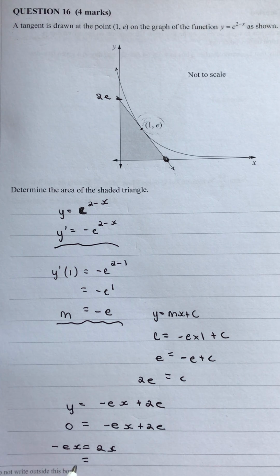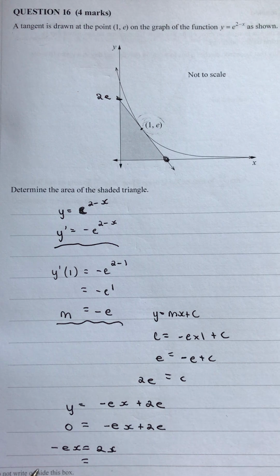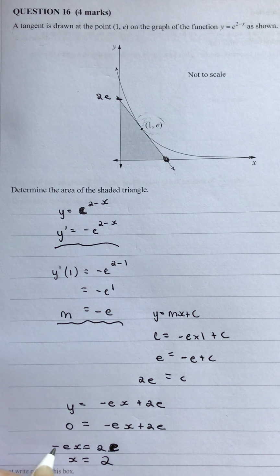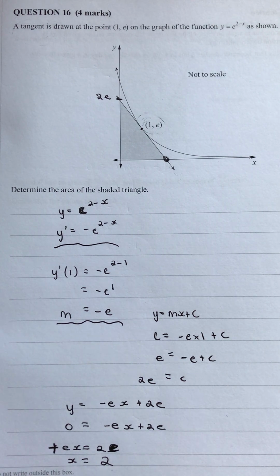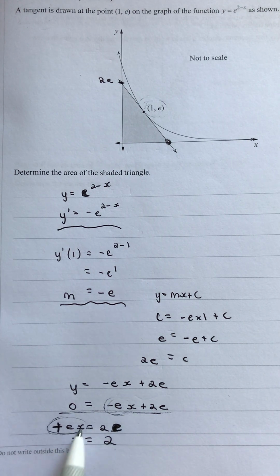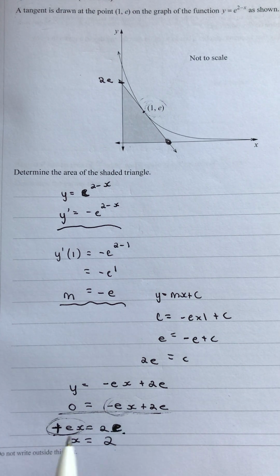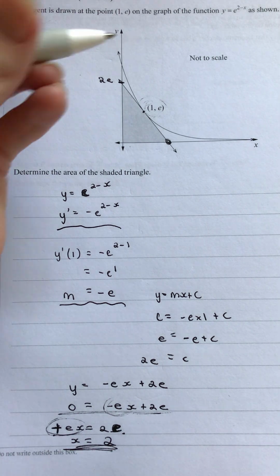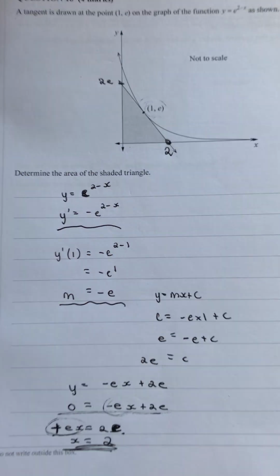So that means that our x must be equal to, sorry, I made that 2e there, sorry, not 2x. So then by dividing both sides by e, our x must be equal to 2. I also should have made that a positive there. So going back to this line up here, taking that over, it became positive ex is equal to 2e. And then dividing both sides by e, we get x is equal to 2. So we now know up here that our x value is 2.